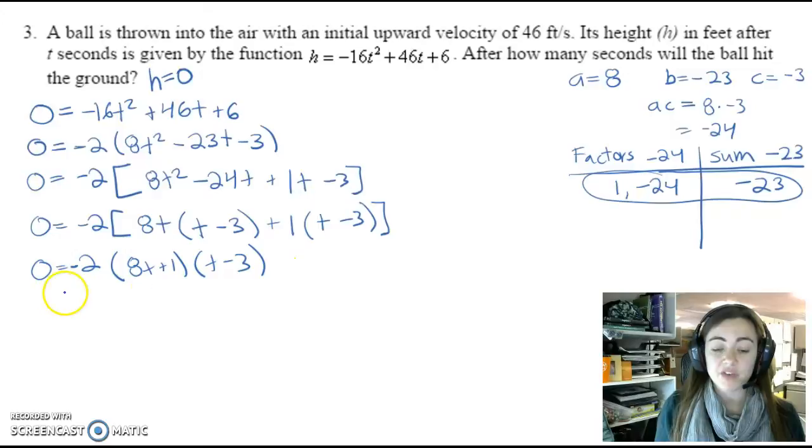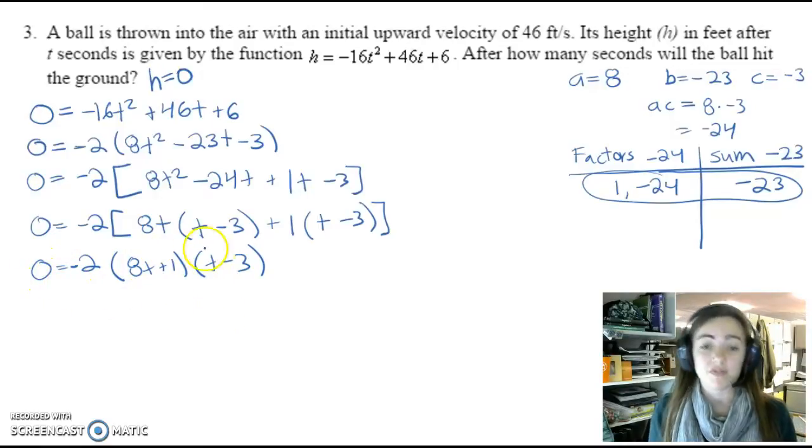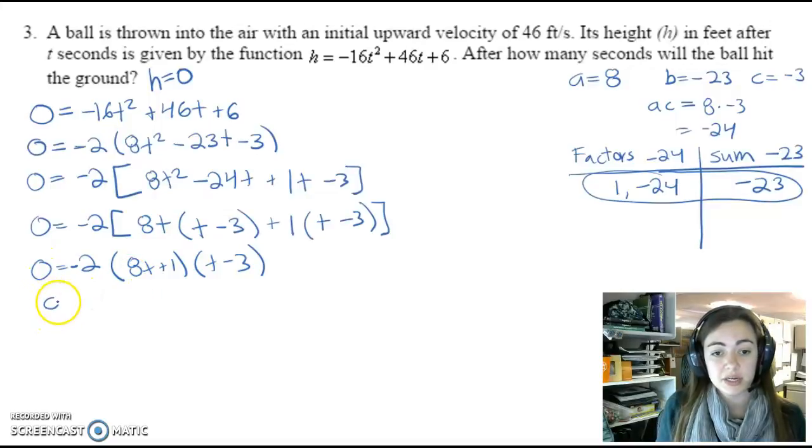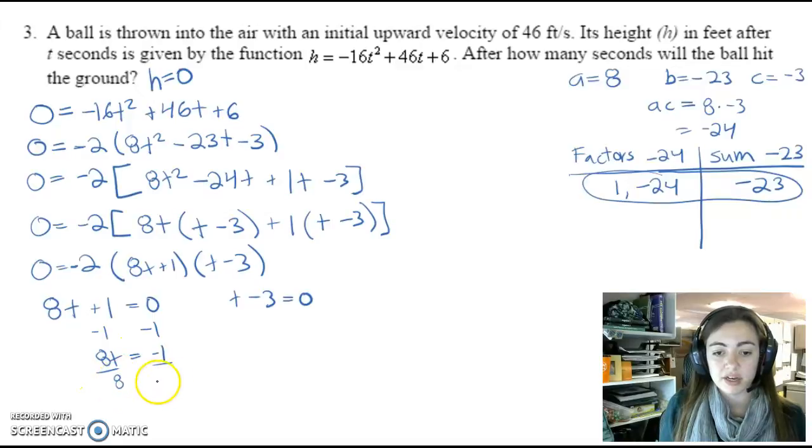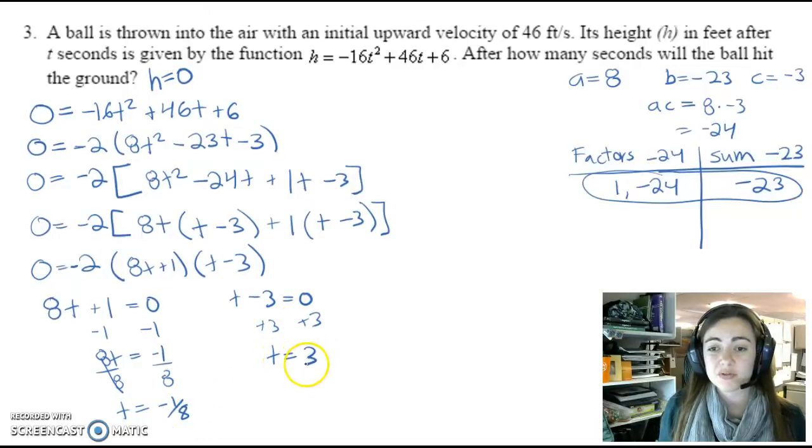Now that we have this factored, we can actually start solving. So what would make this equal to 0? Well, if either of those factors were equal to 0, because anything times 0 is 0. So we have 8t plus 1 is equal to 0, and t minus 3 is equal to 0. Either of those options could work. So when we solve for t, we get 8t is equal to negative 1, so t is equal to negative 1/8, or t is equal to 3.